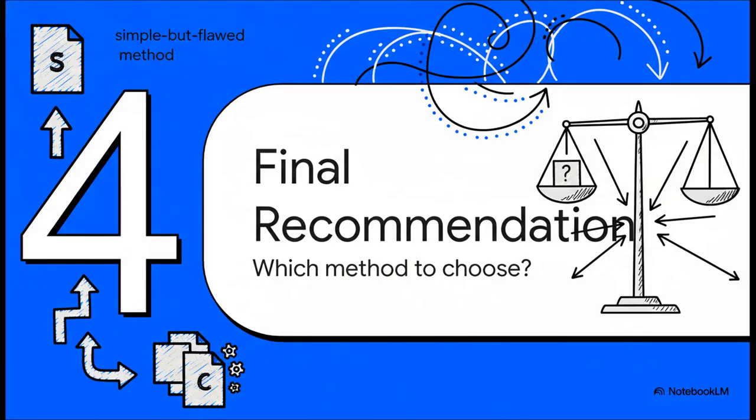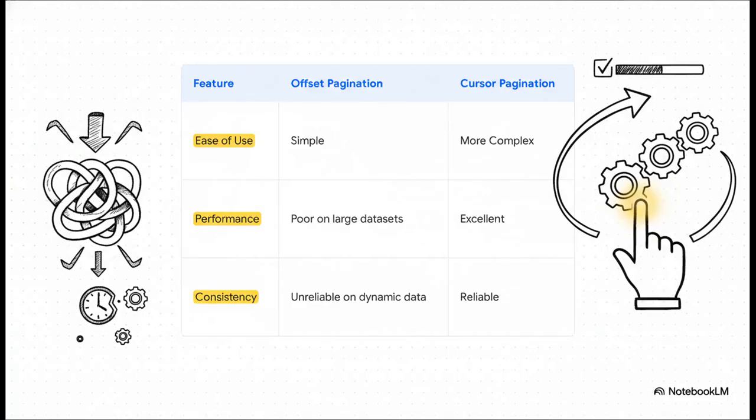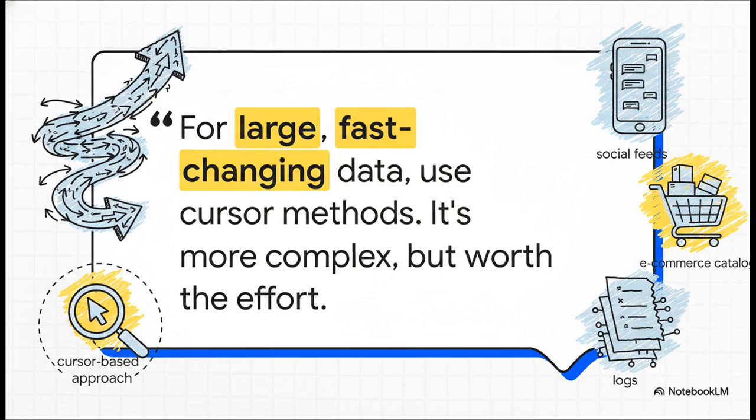So we've looked at the simple but flawed way and the more complex but rock-solid way. Let's wrap this up and give a clear recommendation on which one you should actually be using. When you put them side by side like this, the trade-off becomes crystal clear. Yeah, offset is simple to build, I'll give it that, but it pays this massive price in performance and consistency as soon as your data starts to grow or change a lot. Cursor pagination is definitely more work up front, but for any serious scalable application, it's really the only way to go.